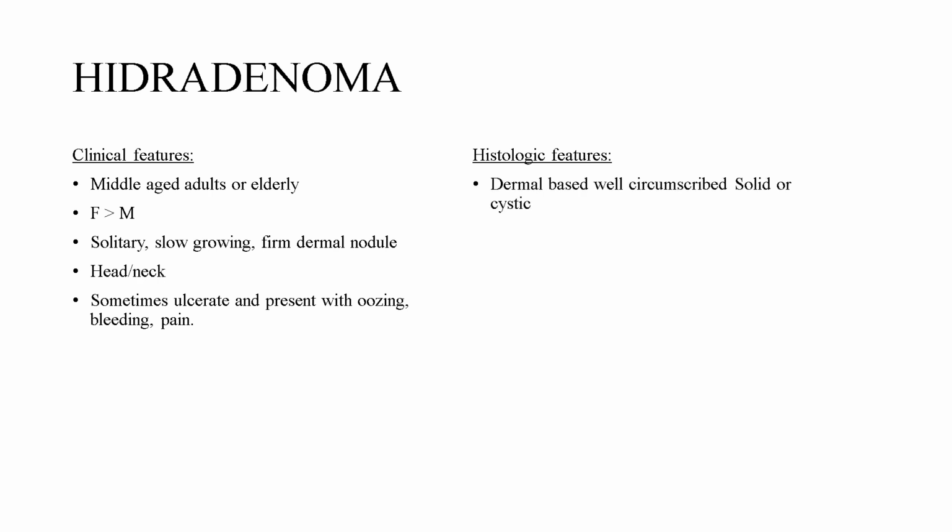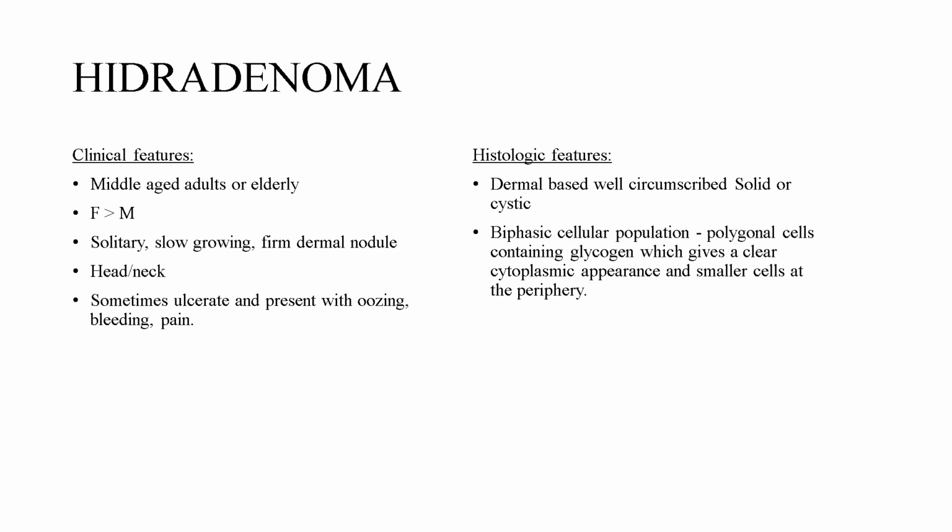So what are the histological features? So basically it's a dermal based tumor which may have solid or cystic regions, and it usually has two populations of cells. एक large polygonal clear cells होते हैं, and एक छोटे smaller cells होते हैं, right? So the clear cells, they are clear because their cytoplasm has a lot of glycogen, and that is what gives them the clear appearance, right?